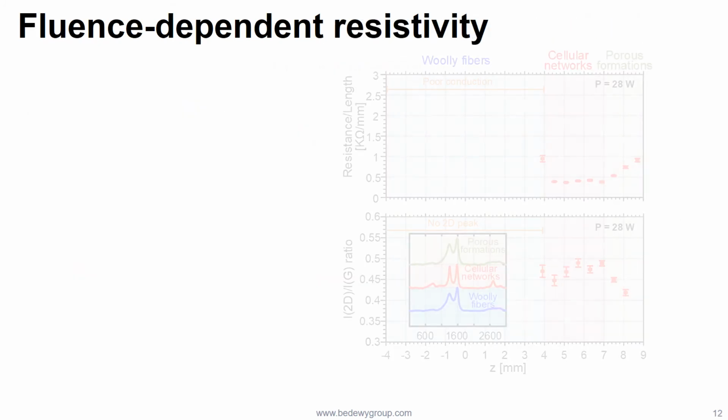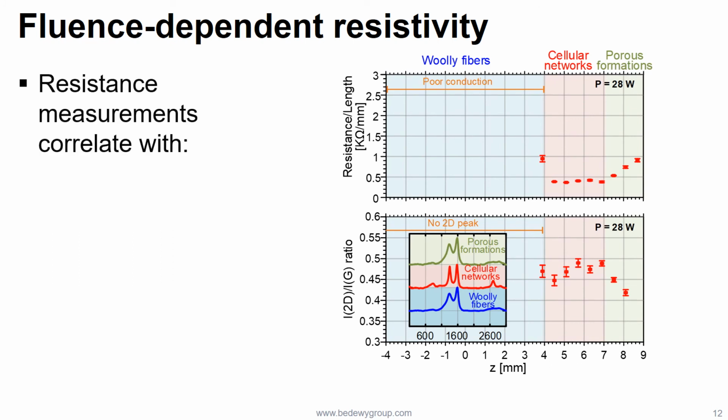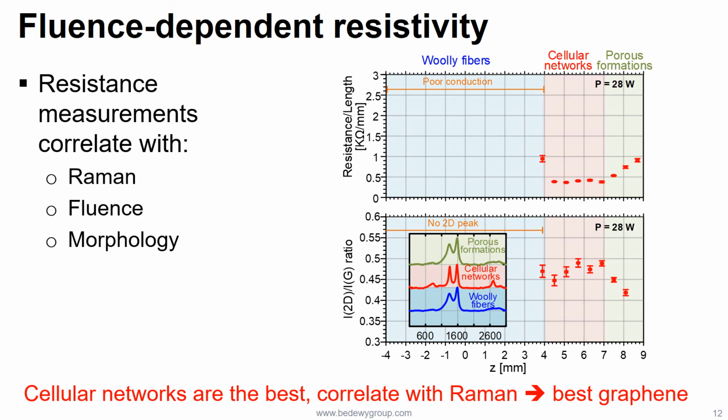We conduct resistance measurements and correlate them with Raman data and fluence. We notice a strong correlation between morphology, Raman spectra, and resistance. We conclude that the lowest resistance values are at cellular network morphologies.